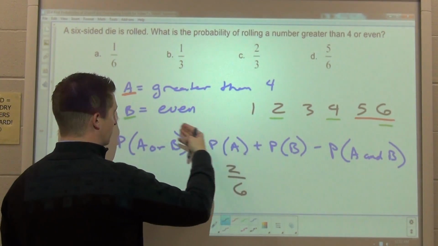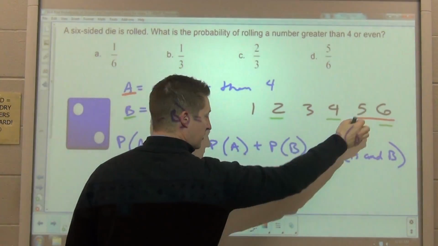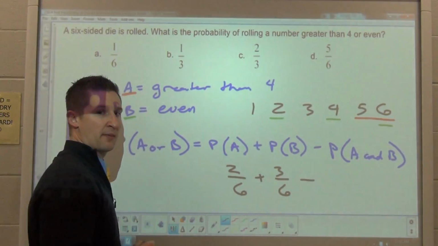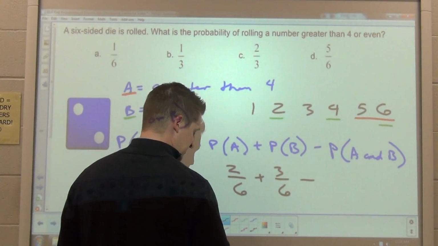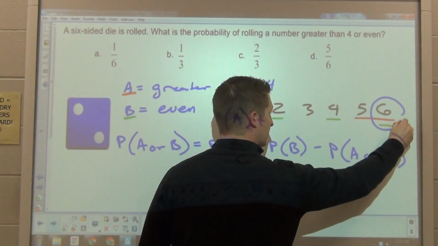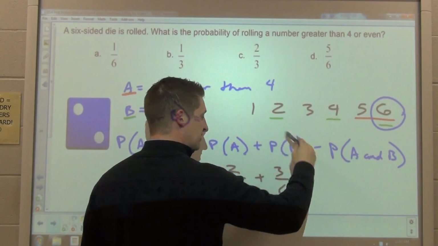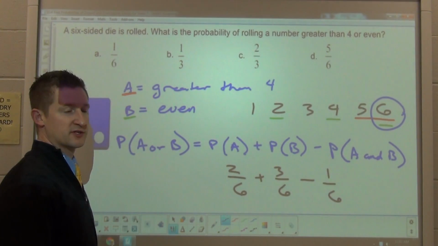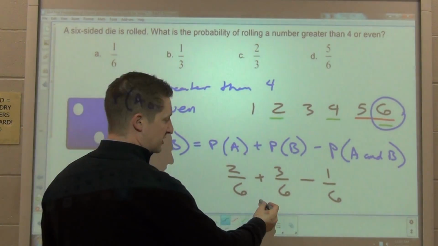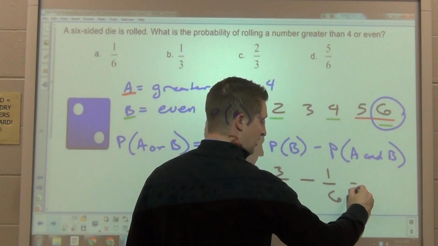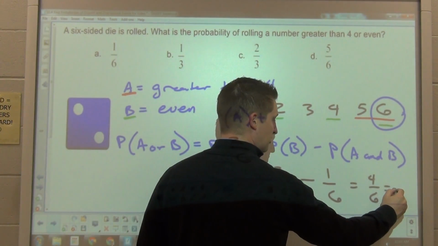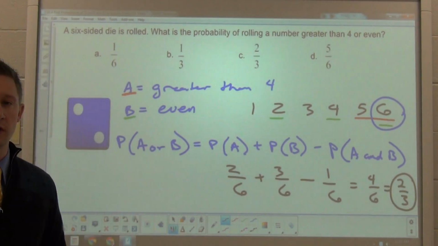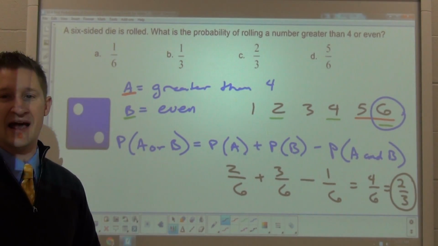The probability of B occurring, the probability of rolling an even number, is 1, 2, 3 out of 6. Minus the overlap. The probability of both of those things occurring, well, I see this 1 overlap right here. 1 overlap out of 6 possible means I need to subtract 1/6 in my expression. 2/6 plus 3/6 would be 5/6, minus 1/6 is 4/6, which we could reduce to 2/3. So there's our probability of a compound event that has some overlap.